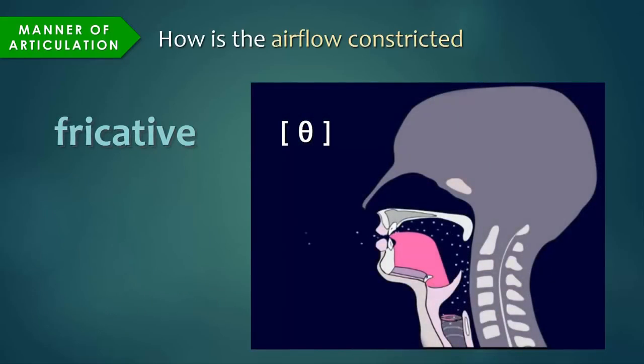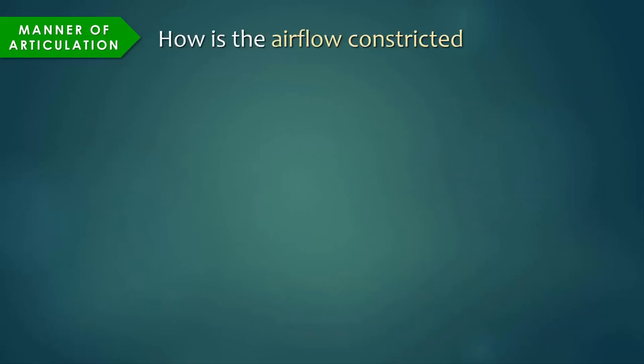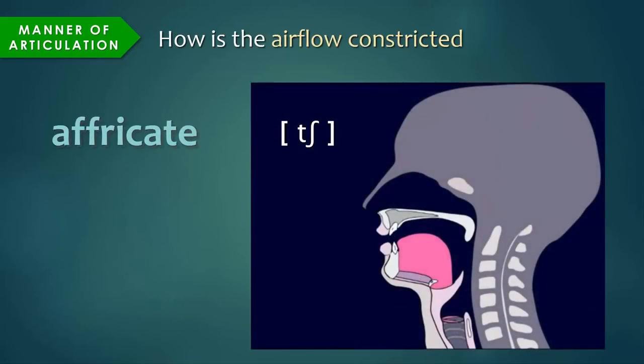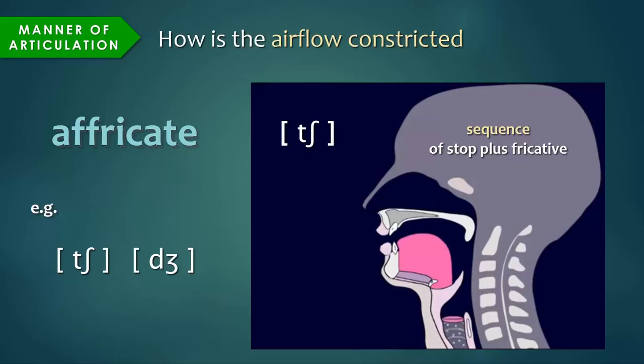Fricatives are sounds produced when the tongue approaches but does not make contact with a place of articulation, causing a bottleneck of the airflow. And this gives the sound a friction-like quality, such as v, f, z, sh. Affricates result from a sequence of stop plus fricative in rapid succession. So the affricate ch represents t plus sh, just as the affricate j results from d plus j.